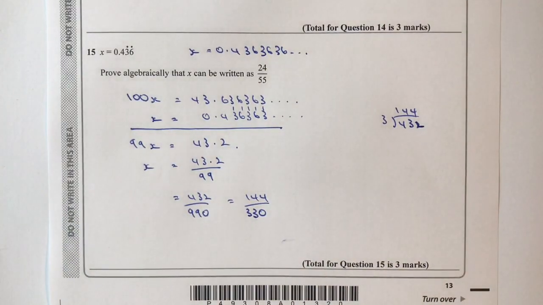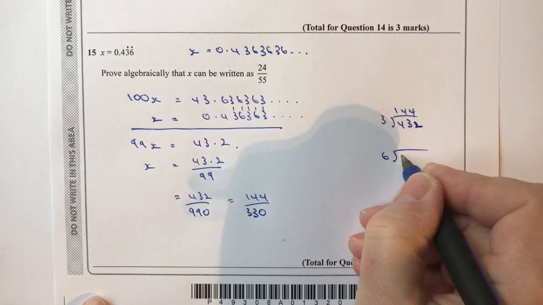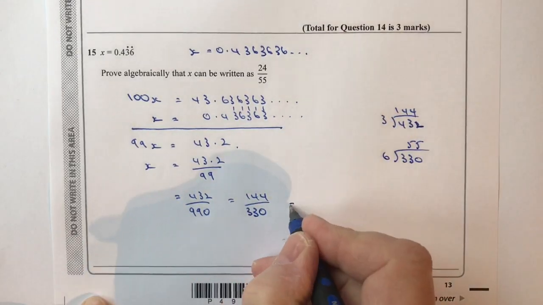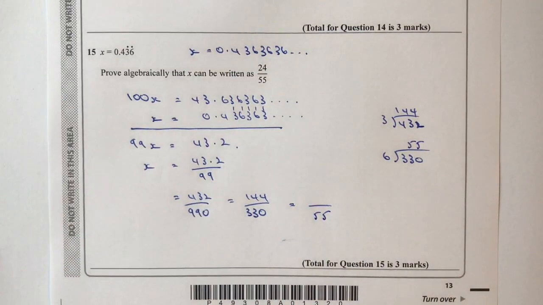Okay, we need to then just really play around with this to try to figure out how we're going to get to 24 over 55. Well, I did a little bit of playing around, and what I did realise after a while is that if I divided through by 6, I could divide 6 into 330 and actually I get 55. So the denominator would become 55 by dividing through by 6.